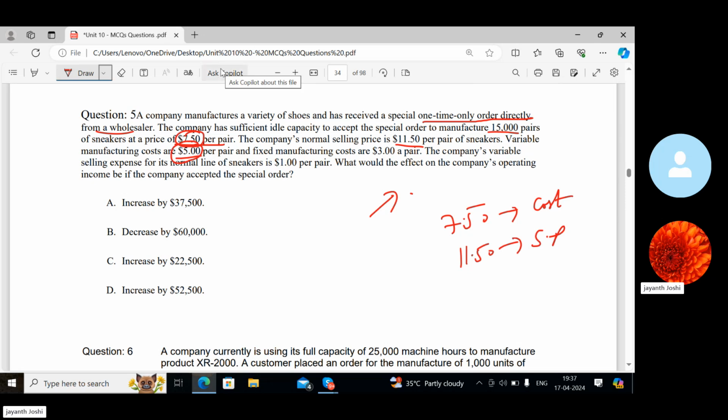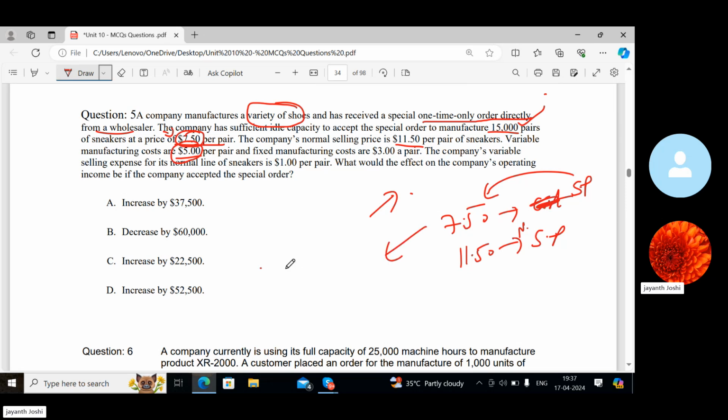So they have clearly mentioned the company makes a variety of shoes. They got a one-time order from a wholesaler. If they have to manufacture for that special order, they are going to manufacture this many shoes, and they are going to charge 7.50. This is the selling price for the special order. This is the normal selling price, which is going on in the market, not concerned with that, correct?